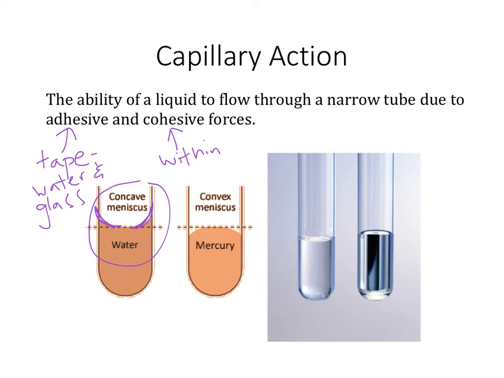The opposite is a convex meniscus. For example, mercury, which is attracted more to itself than it is to the glass tube, has greater cohesive forces rather than adhesive forces, so it gives it a convex meniscus. And if you can tell in these pictures on the right, these are actual pictures of water and mercury, you can see that the water has a concave meniscus and the mercury has a convex meniscus.